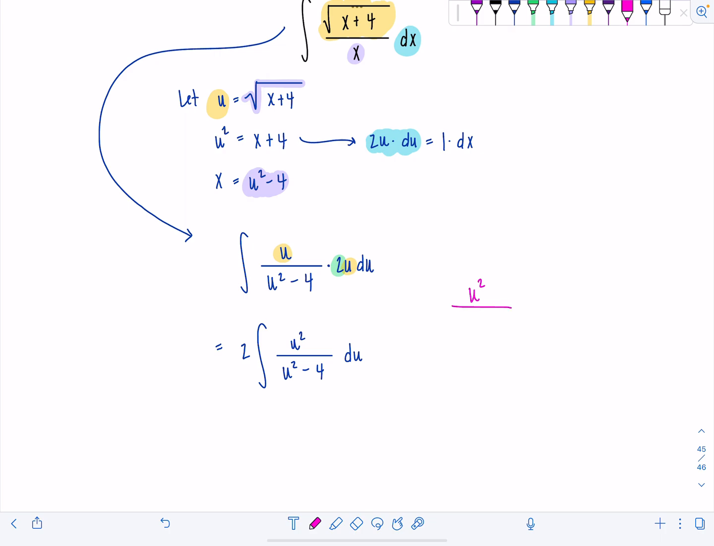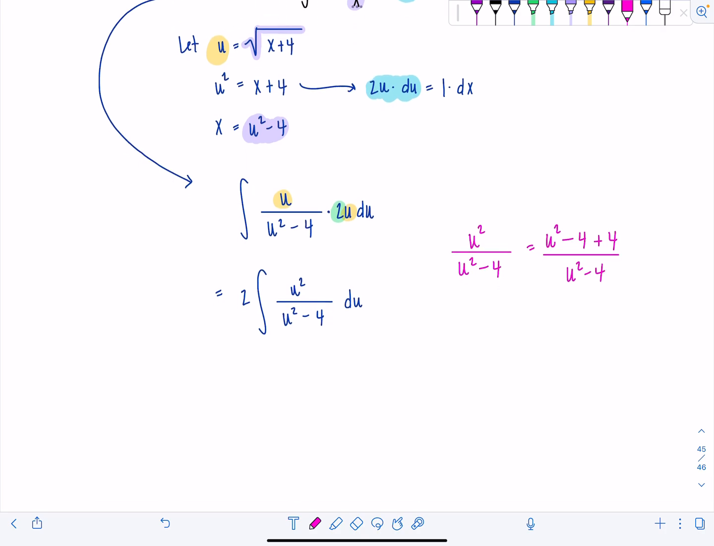Check this out. So u squared over u squared minus 4 is the same as u squared minus 4 plus 4 over u squared minus 4. Wouldn't you agree? I mean, if I add and subtract 4, that's just adding and subtracting 0, right, from the numerator, so I haven't done anything illegal. And then from here, what you can do is group the terms in the numerator in such a way that you have u squared minus 4 over u squared minus 4 plus 4 over u squared minus 4. And then this saves me from having to do the long division. This is just going to be 1 plus 4 over u squared minus 4.